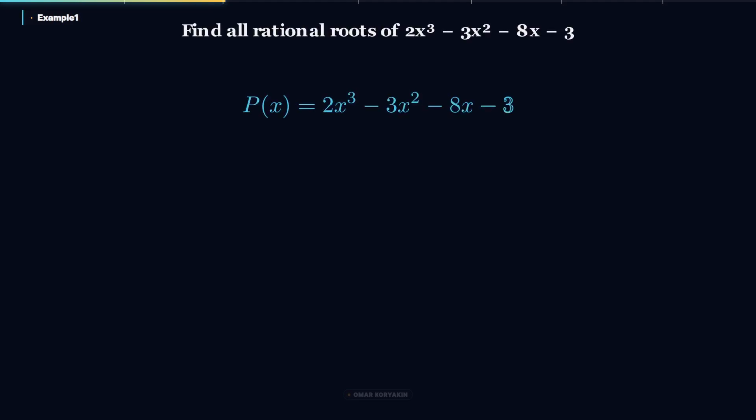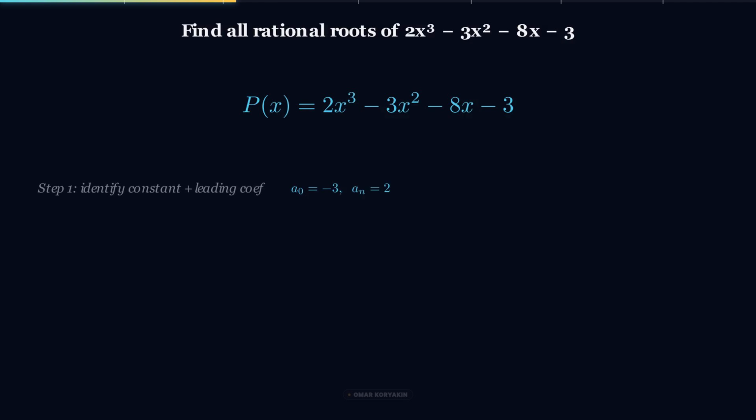Here is the first worked example. Find all rational roots of p of x equals 2x cubed minus 3x squared minus 8x minus 3. Use the rational root theorem to build the candidate list and synthetic division to test each candidate.